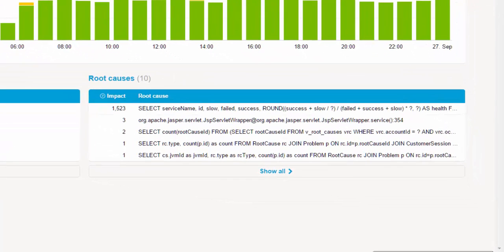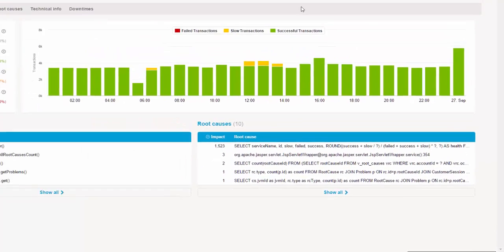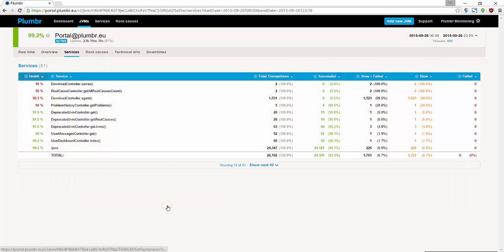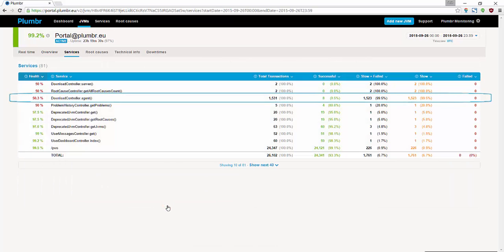When you take a look at the root causes list, you can see that there was one specific database query that impacted end users a lot more than others. However, to be sure that we have a clear understanding of the situation, let's have a look at how the different services behaved for our end users. Again, there is one service that stands out.